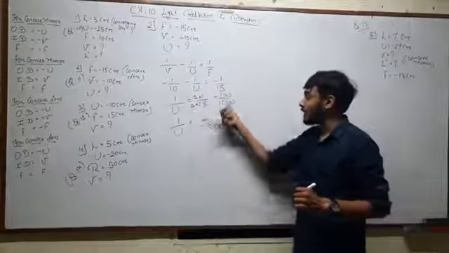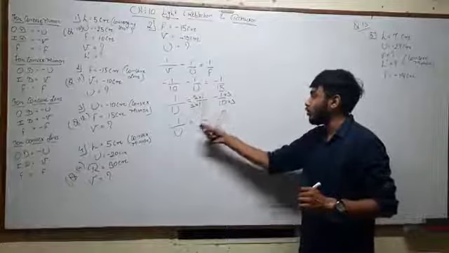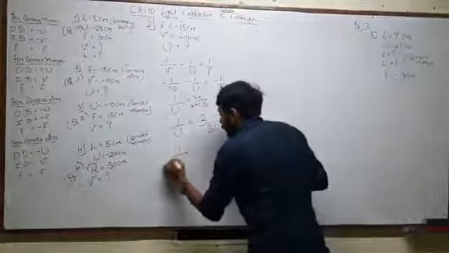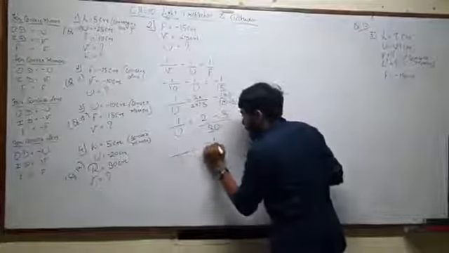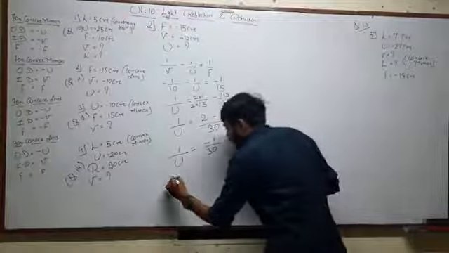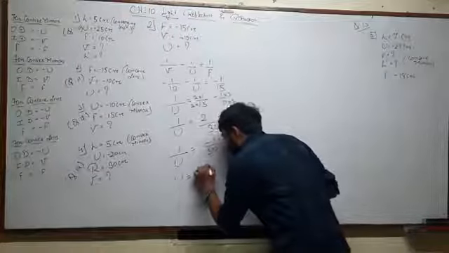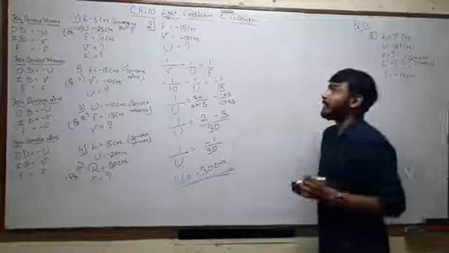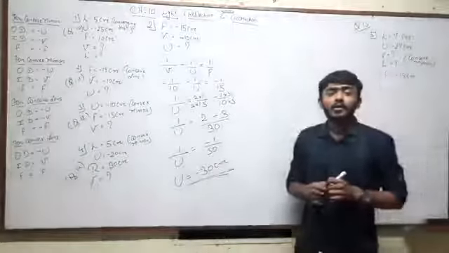15 2s are 30, 10 3s are 30. 2 into 1 is 2, minus 1 3s are 3. Okay, so we can write 1 upon u is equal to minus 1 upon 30. So you can say that u is equal to minus 30 centimeter. u is minus 30 centimeter.